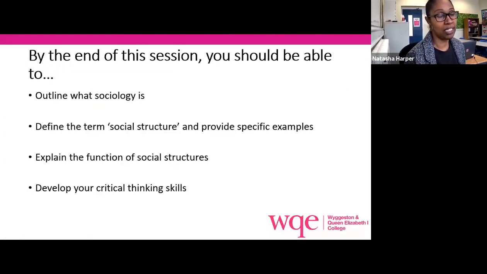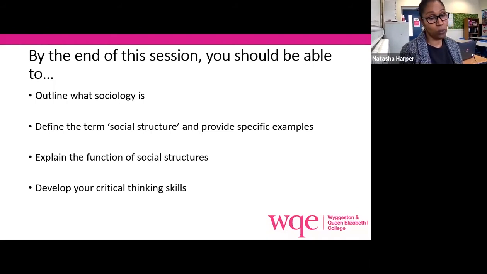This is what I'm hoping that at the end of today's session, you'll be able to do. I'm aware that very few schools actually run GCSE Sociology, so for many of you, it really will be a new course. By the end of today's session, you're going to know what sociology is, be able to define some of the key terms, the major one in sociology being social structure. So you're going to know what we mean by social structures, provide specific examples of social structures, and explain the function of a social structure.